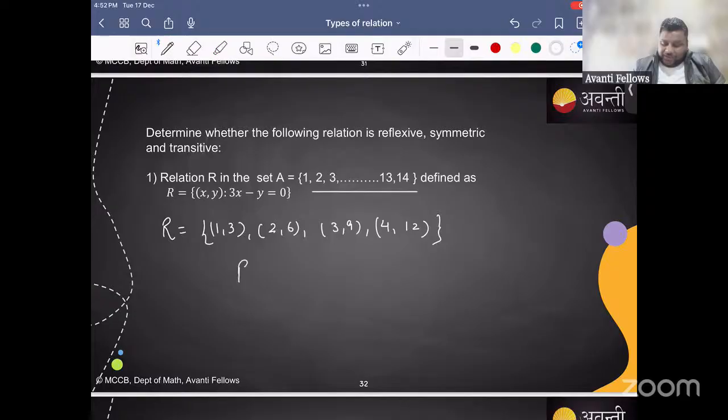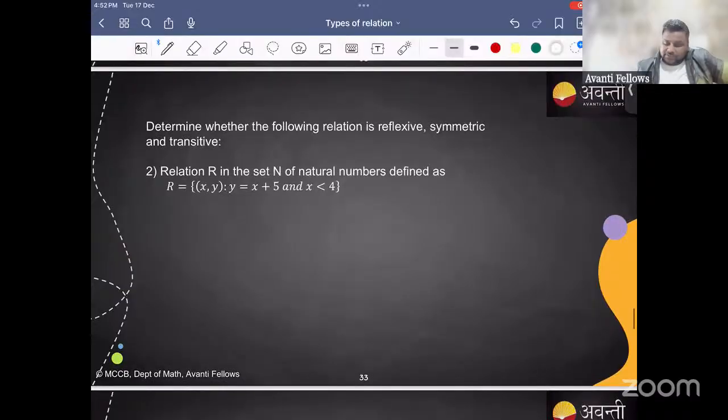Now, is it reflexive? Definitely not, because no (1,1), no (2,2), no (3,3), no (14,14) is here, so it is not reflexive. Is it symmetric? See, (1,3) is here, (3,1) is not here. Again, no. Got it? Is it transitive? Again, no, because (1,3) is here, (3,9) is here, but (1,9) does not belong to the relation. So it is not transitive. Am I clear?